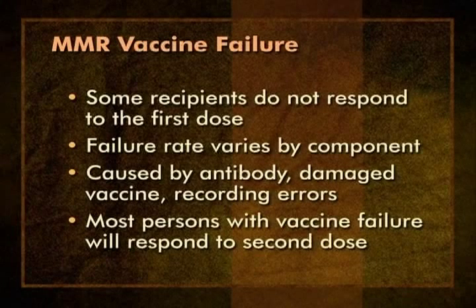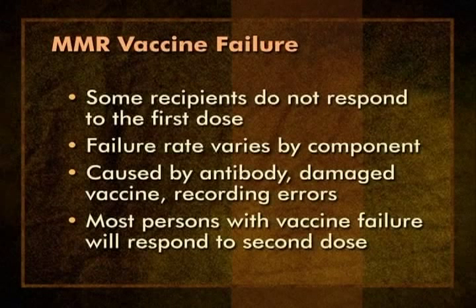Although MMR vaccine is highly effective, not everyone responds to the first dose. Numerous studies conducted during the last 20 years have shown that some recipients do not respond to the first dose, even given at the appropriate age. The vaccine failure rate varies by component: 5% for measles and rubella and up to 20% for the mumps component. The reason why this small number of persons do not respond to the vaccine is not known with certainty, but it is probably caused by antibody present at the time of vaccination, or mishandled vaccine that was damaged, or recording errors, or possibly other causes.